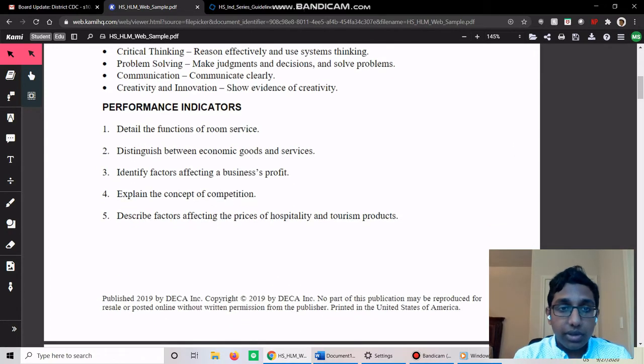And then we get to the performance indicators. These performance indicators are crucial because they're where a large portion of your points come from. Throughout your role play, you're going to need to address them and describe their relation to the actual scenario, and you're going to have to describe how you're addressing it, and maybe even give some general examples to help you address what these different things are. For this roleplay, they are just detail the functions of room service, distinguish between economic goods and services, identify factors affecting a business's profit, explain the concept of competition, and describe factors affecting the prices of hospitality and tourism products.